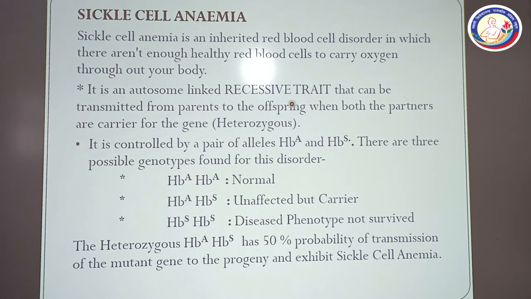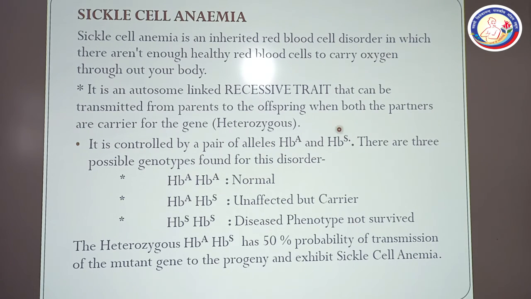Basically, its allele is present on the autosomal chromosomes that can be transmitted from parents to the offspring when both the partners are carriers for the gene. When this is present in the heterozygous condition, then the person is living and will transfer the disease to the next generation. It is controlled by a pair of alleles HBA and HBS.